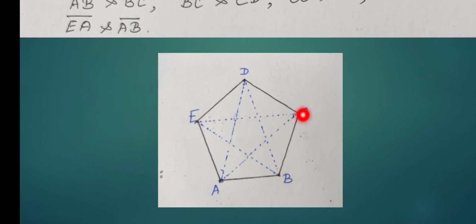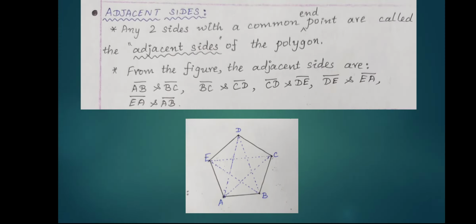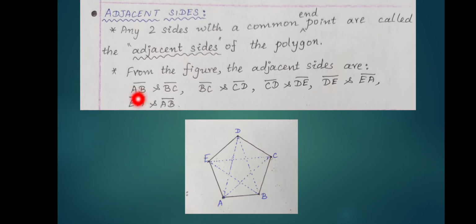Similarly, BC and CD have the common point C. So line segment BC and CD are the adjacent sides. Similarly, CD and DE have the common point D, so they are adjacent sides. DE and EA are adjacent sides. EA and AB are adjacent sides. Since the sides are line segments, we denote a small line above AB. We should read it as line segment AB and line segment BC.